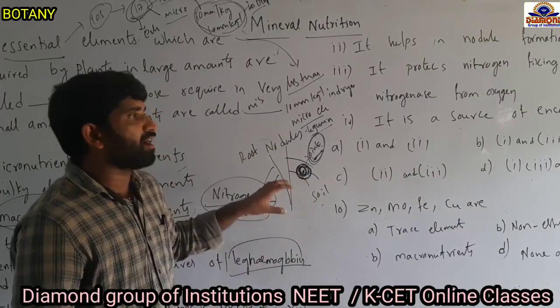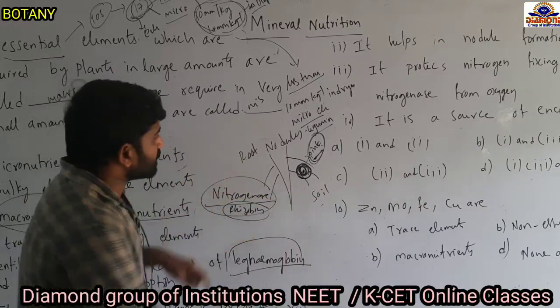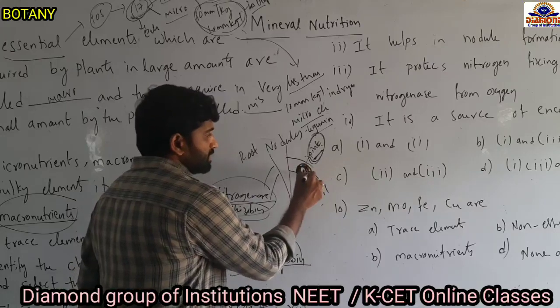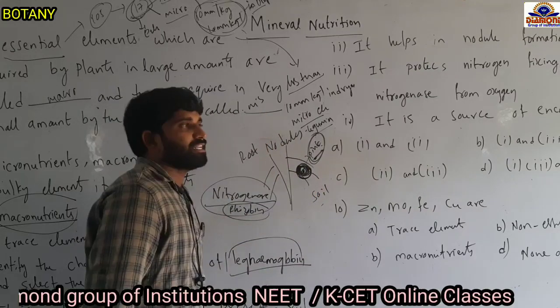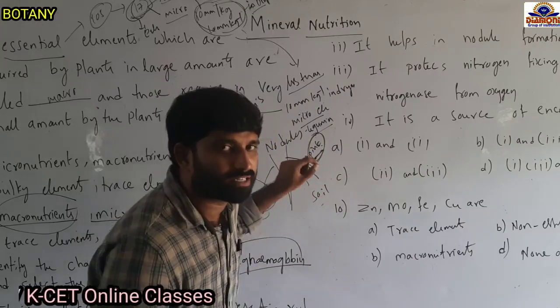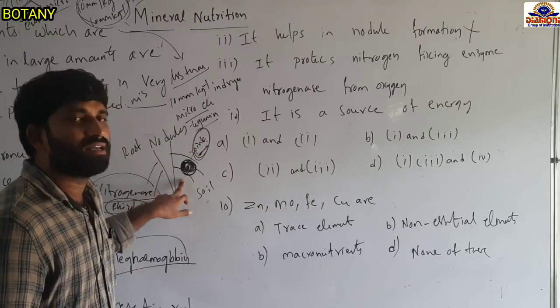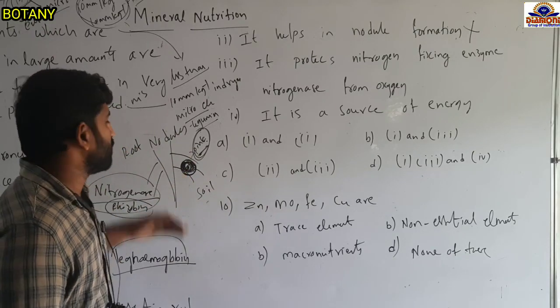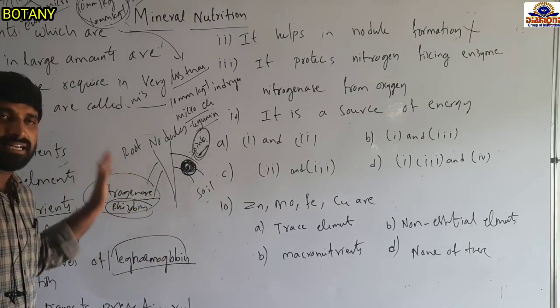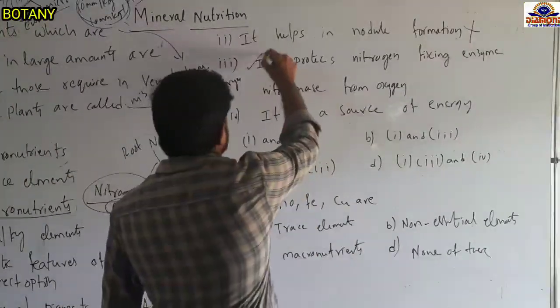So to prevent the availability of oxygen, these rhizobium bacteria or nitrogenase enzyme is protected by the leghemoglobin pigments. The leghemoglobin pigments provide anaerobic conditions to the rhizobium bacteria or nitrogenase enzyme. At that time only, that nitrogenase enzyme is active and atmospheric nitrogen is converted into soil nitrogen. Option 3 is correct.